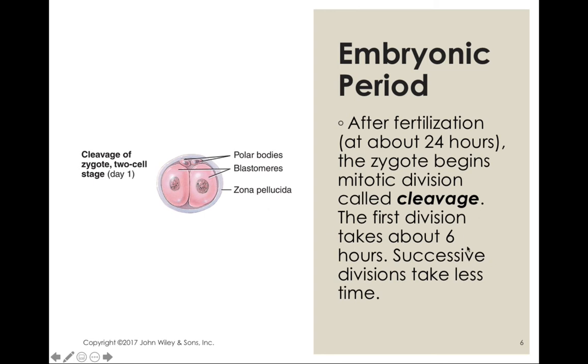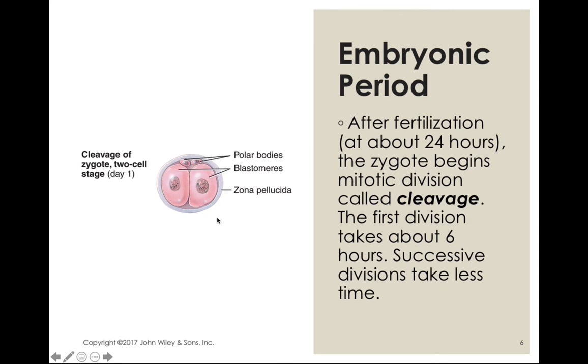This first cell division takes about 6 hours. But each cell division after this is going to take less time than that. So roughly we could say that at the end of the 30th hour after fertilization, the first mitotic cleavage has come to an end. You can see over here that this is the 2-cell stage of the zygote.